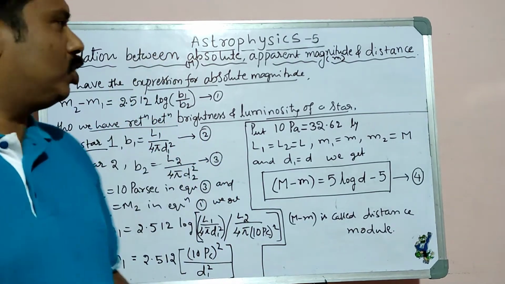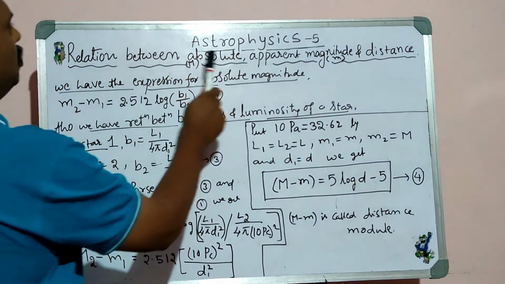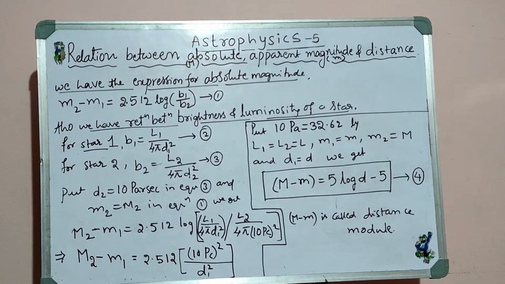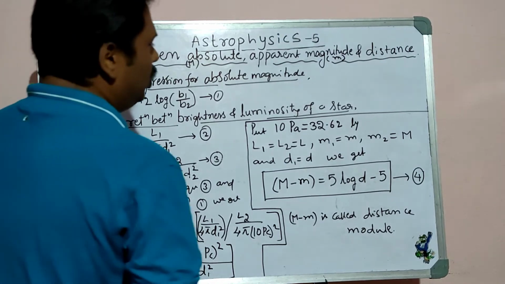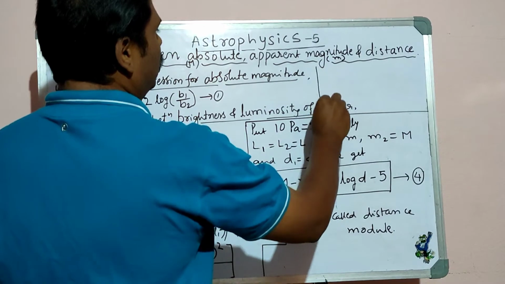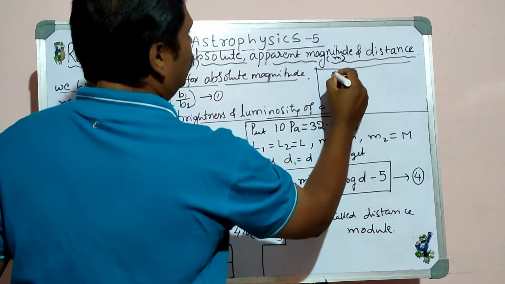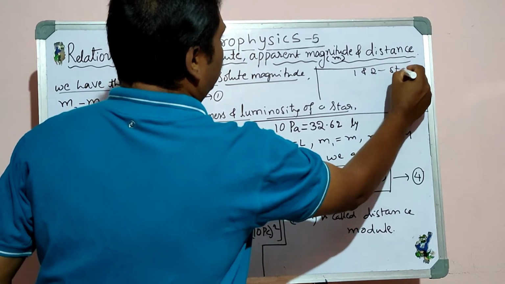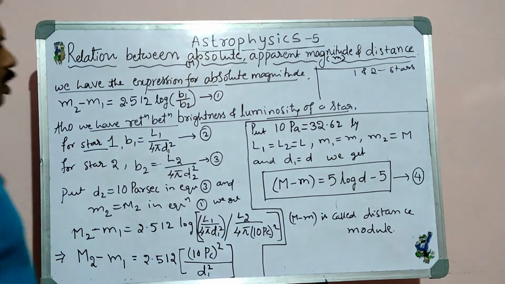Now let's welcome back to the relation between the absolute magnitude, apparent magnitude and the distance. Let us consider two stars, 1 and 2. There are two stars, 1 and 2.